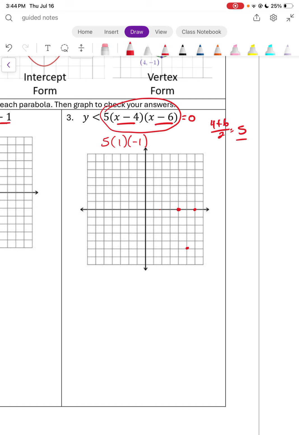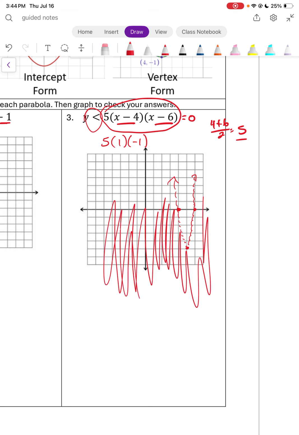You can connect your dots, or in this case, we're going to dot our parabola. The reason we're going to dot it is because it says is less than. It doesn't have an or equal to. And then we're going to shade everything below that parabola. I'm just going to shade a little bit, just to give you the idea. Just don't shade anything inside the parabola. And that's it. Again, the reason we shade below is because of the less than.